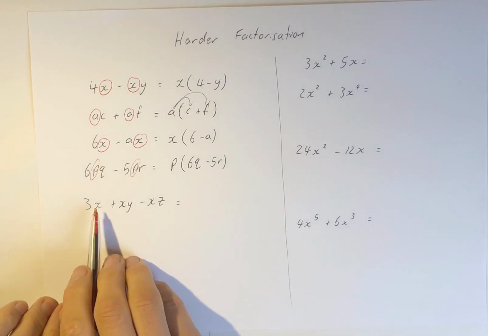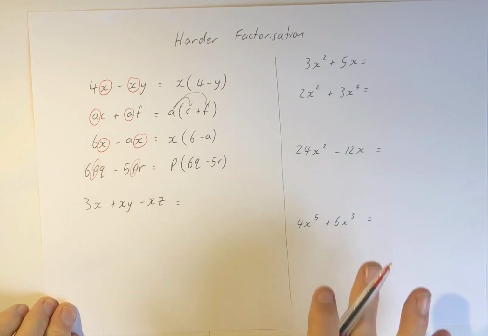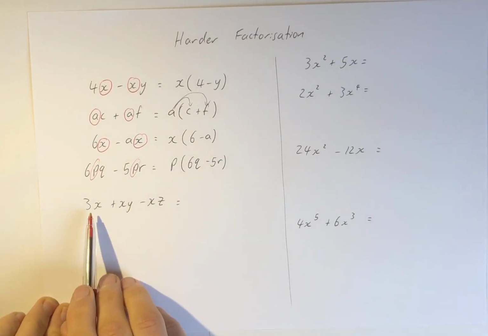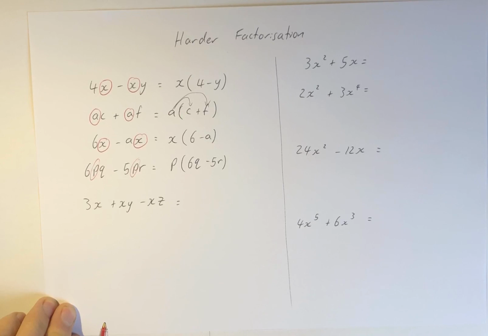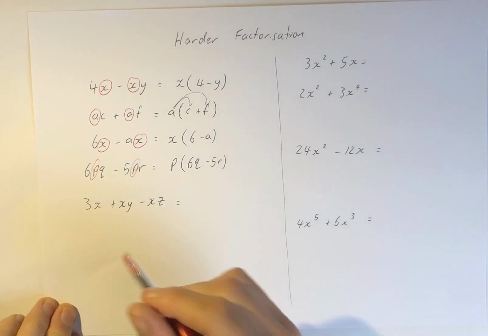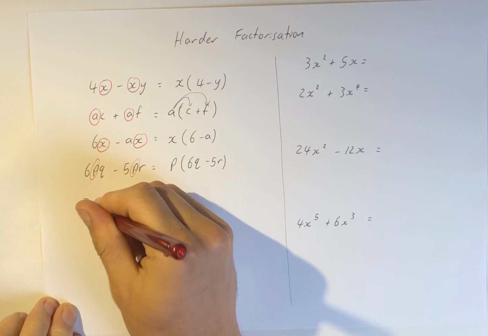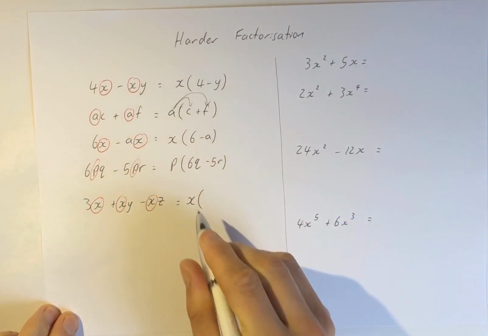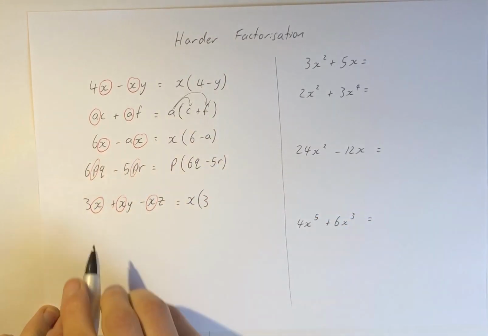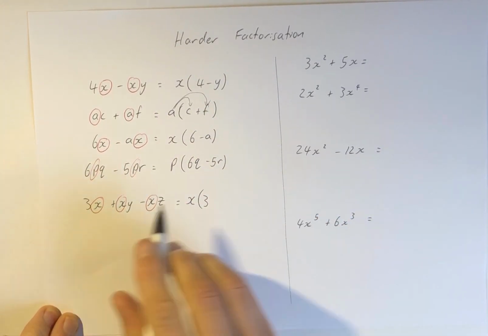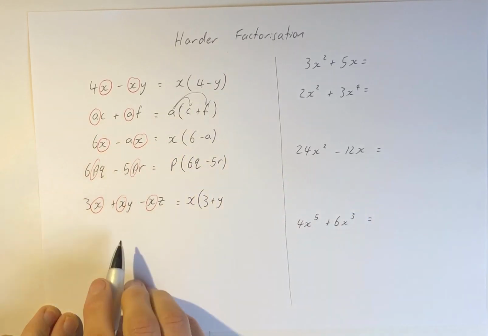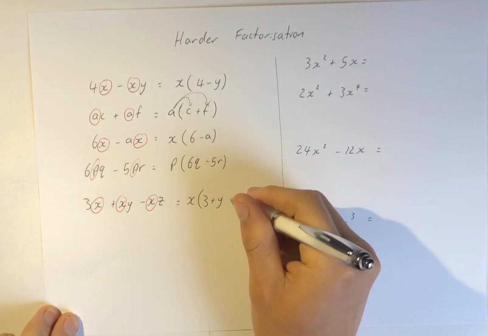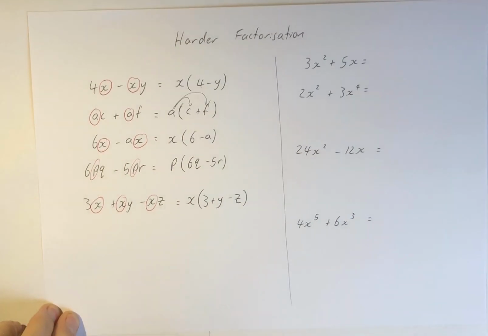Now, 3 terms doesn't make the problem any harder. We're just looking for a common factor all the way through. 3, 1, 1. So we can't do anything with the numbers, but there is an x in all of those. So if I had an x out the front, x times what is 3x? 3. X times what is xy? Positive y. And x times what is negative xz? And that's minus z. And there you have it. There's some harder factorization problems.